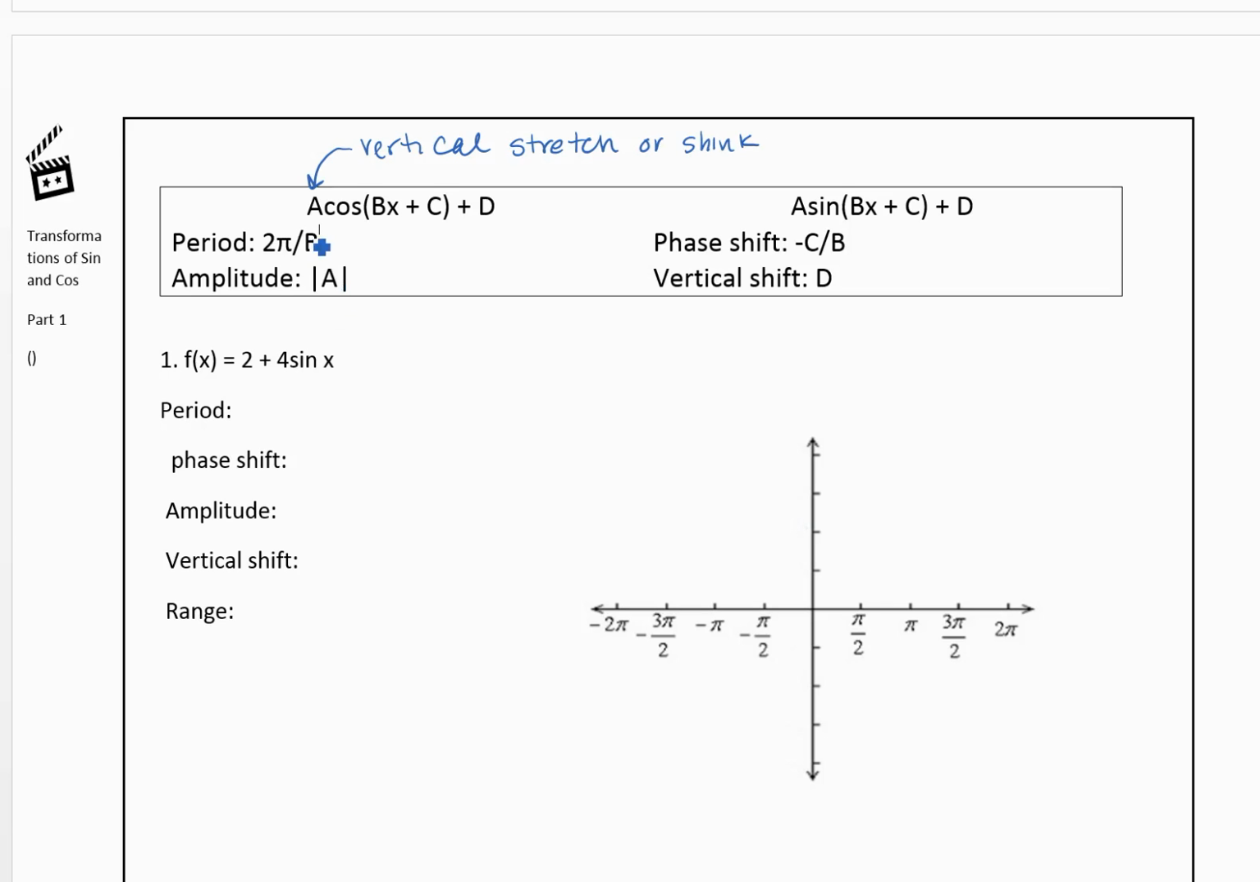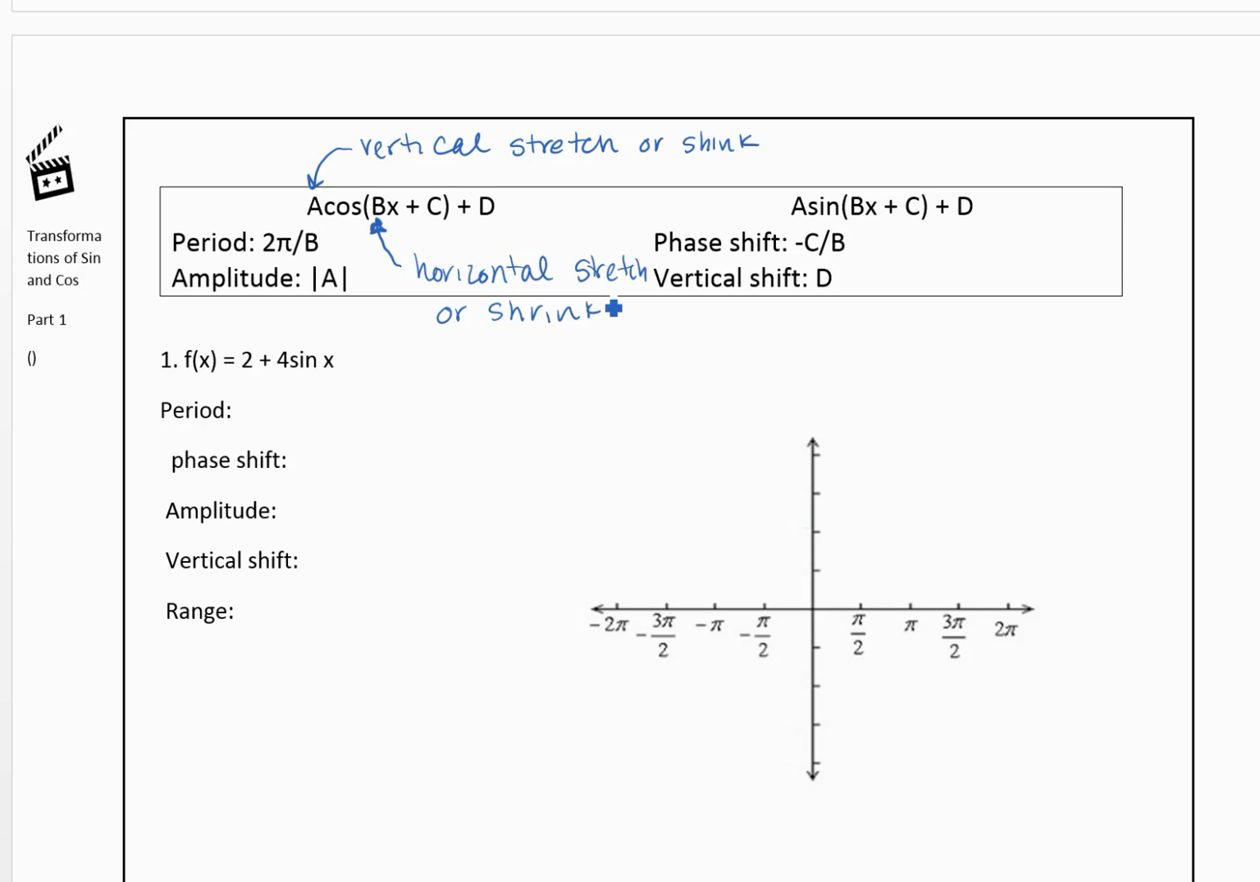Okay, the b inside times the x, the number times the x, that's going to be a horizontal stretch or shrink. Remember, that's kind of backwards. When it's a fraction, it's actually a stretch. It's going to make it longer. When it's a number bigger than 1, it's going to shrink it. And what this changes is our period, kind of how fast you get through that first wave, or any of the waves. And so to find what the period is, you're going to take 2 pi divided by that b value.